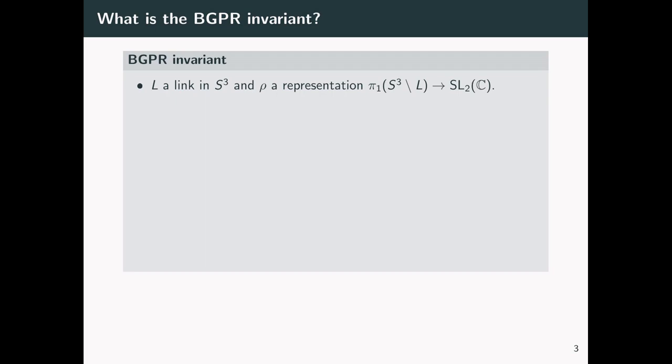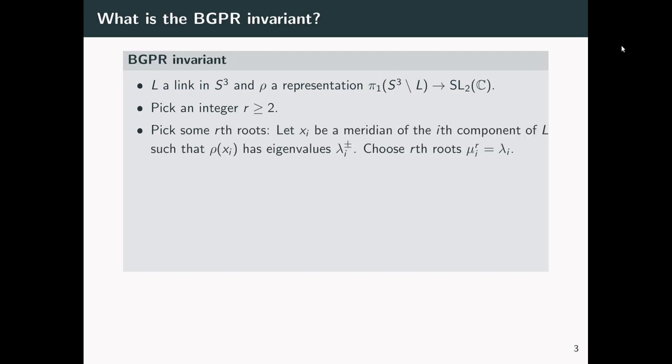Here's the data you need for the BGPR invariant. Take a link L in S^3, and a representation rho from the fundamental group of the complement to SL2C. Pick an integer r greater than or equal to 2. So they come in a family. The simplest one is r equals 2. They get more complicated as this gets bigger. And pick some rth roots.